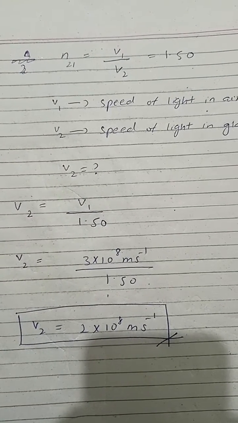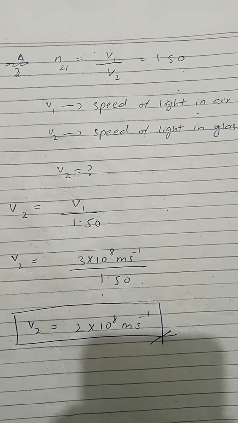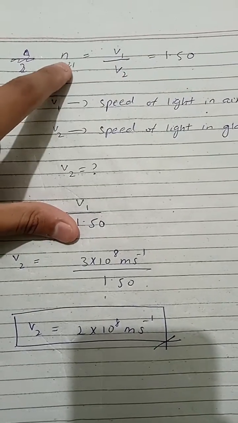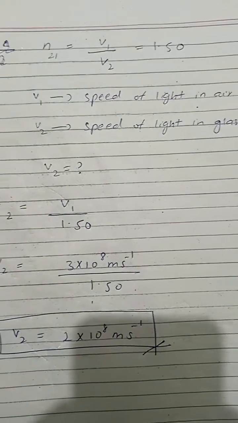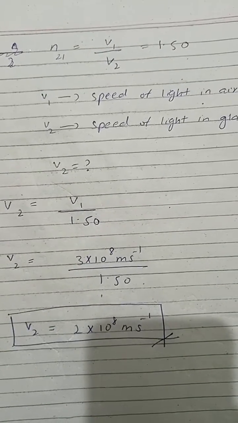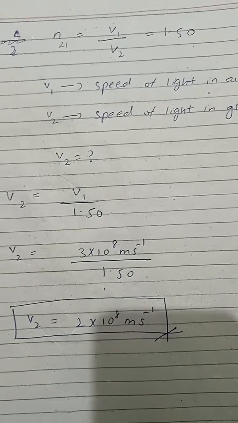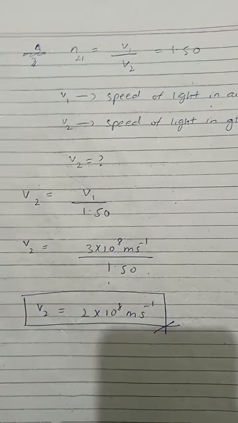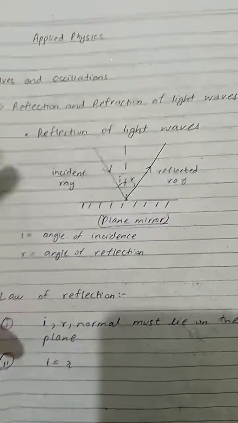So if we don't know v2, the speed in glass, but we know v1, the speed of light in air, we just rearrange: v2 will be v1 divided by n21. n21 is already known, 1.50, and v1 is the speed of light in air, approximately 3 multiplied by 10 raised to the power 8 meters per second. We do some simple mathematics and get 2 multiplied by 10 raised to the power 8 meters per second as v2. So the speed of light in glass will be this. We can calculate in this way, and this is our whole concept of reflection and refraction of light waves. Thank you.